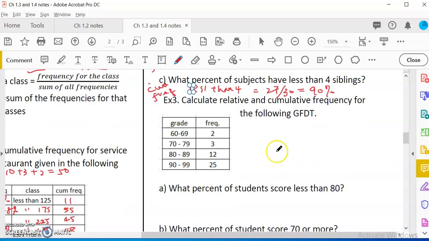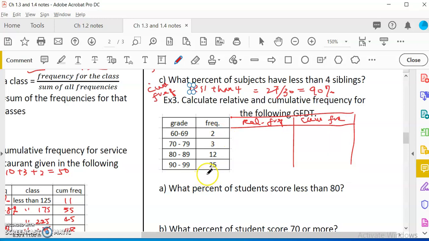The second example is the grades, where 60 to 69 is 2, like this one. I'm going to do the relative frequency and the cumulative frequency so that we can answer questions. Okay, so relative frequency first. Let me make it bigger. And then this is the cumulative frequency.